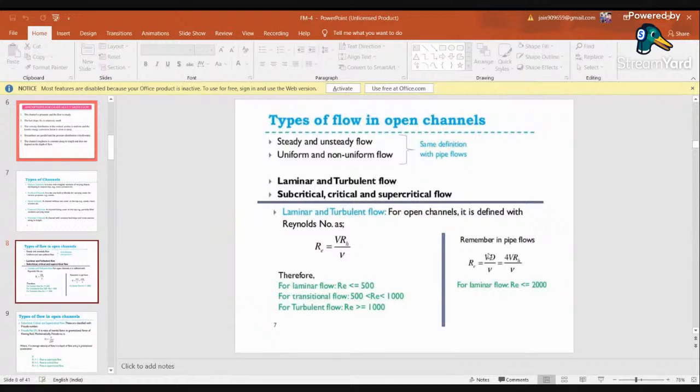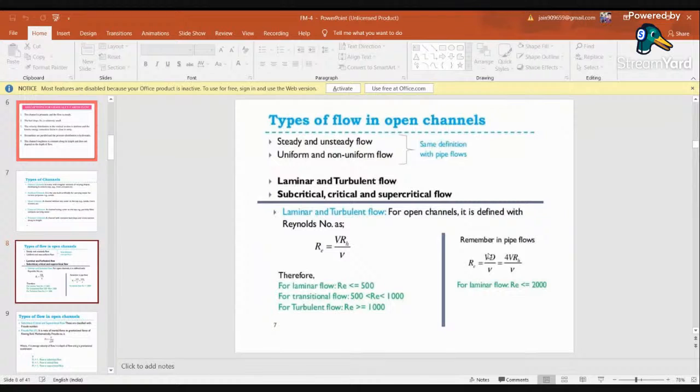The steady flow and uniform flow definitions are the same as we have learned for the pipe system, or flow through pipes. For the Reynolds number, here the terms have changed, but the formula will be the same. For the pipe system, you have taken the equation as rho V d by mu. Here also the equation is the same, that is rho V d by mu, or you can say V d by mu.